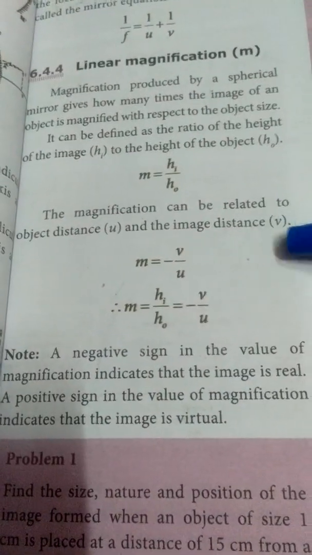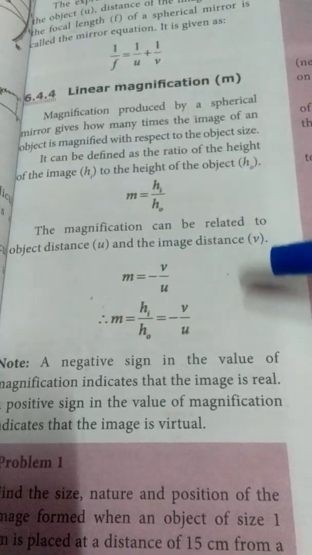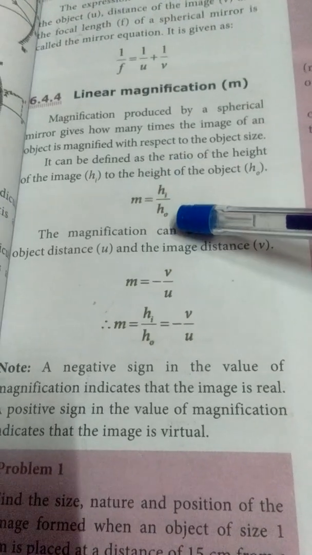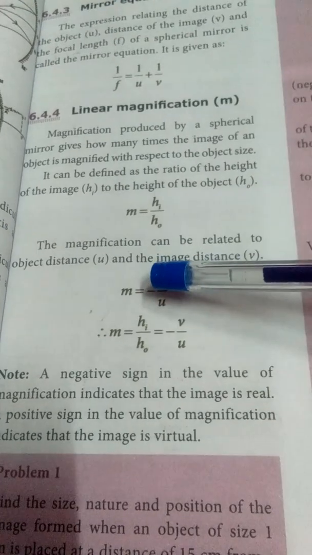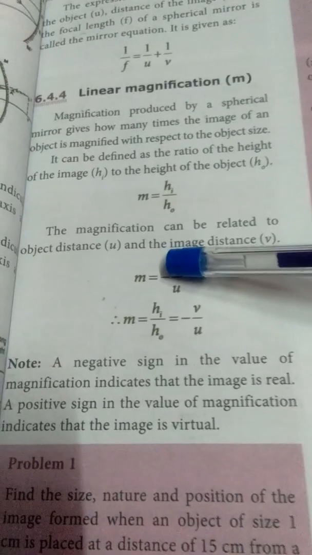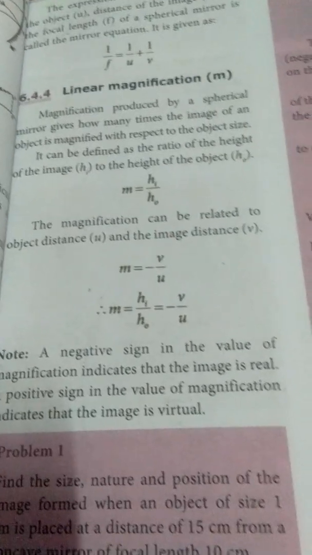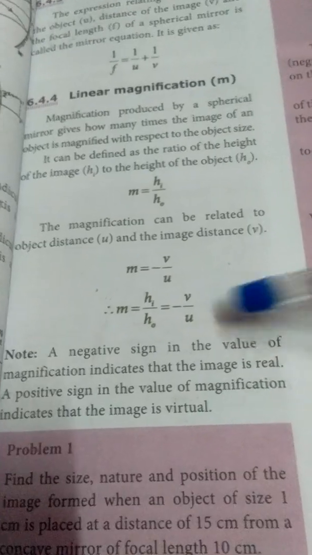Next you see the magnification can be related to the object distance u and the image distance v. Already you know that, so HI and HO give the value minus v by u. Why are we taking the minus? The negative value indicates the image is real, the reflected image. Okay, so next you see that.